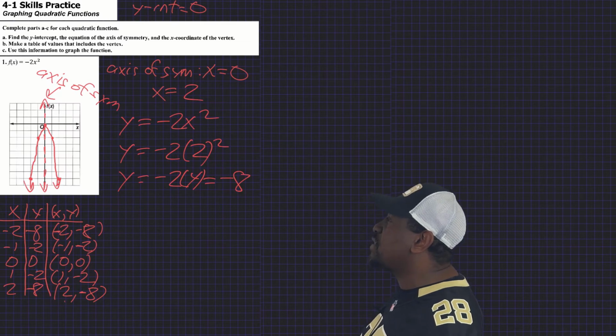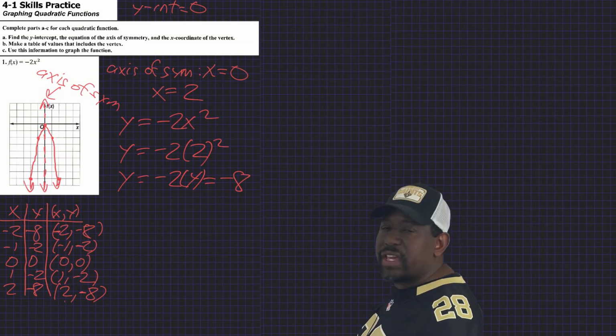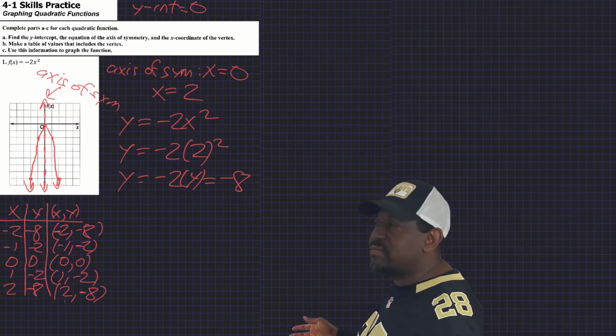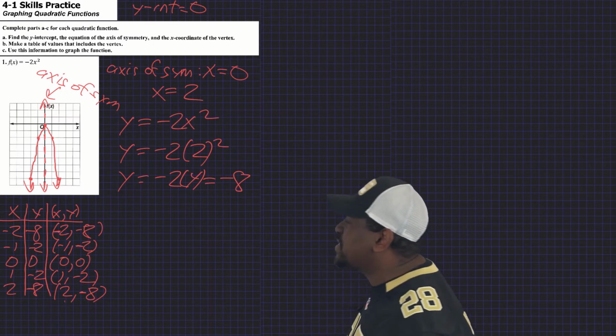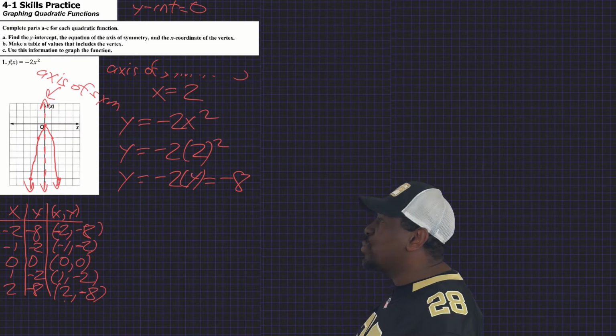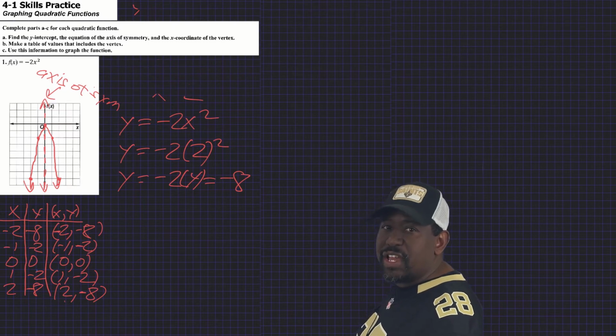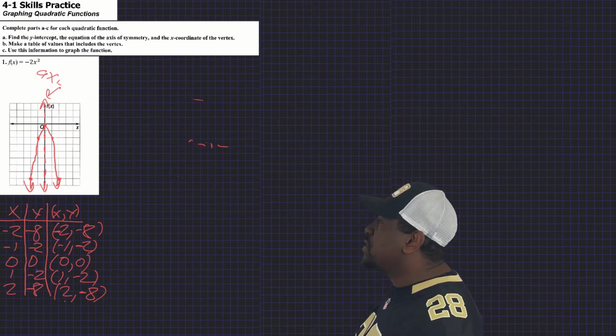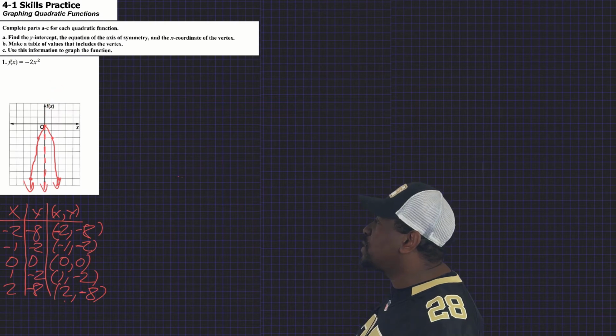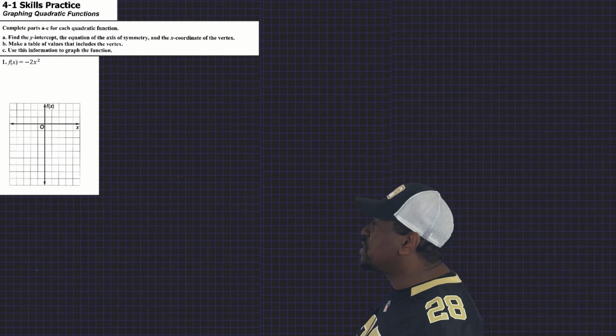So we have graphed f of x equals negative 2x squared. We're done. So look, very simple, there we go. And the more you do this, the easier the concept will become. So we will erase this problem and go to our next problem. So that went well.